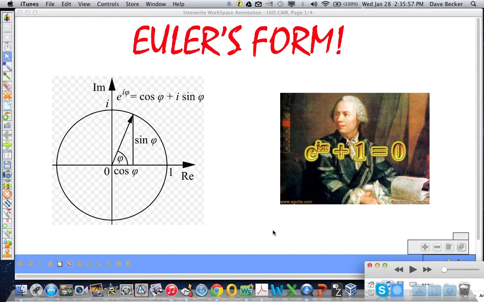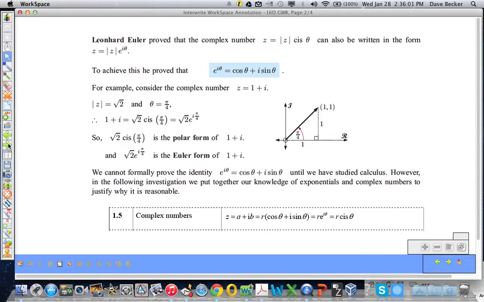This should be fairly quick. We are talking about Euler's form, or Euler's formula. The great Leonhard Euler proved that we can write the complex number with modulus z, or as we've been calling it r, cis theta, in the form z equals r e to the i theta. And to achieve this, he also proved that e to the i theta equals cosine theta plus i sine theta, which is useful to us.